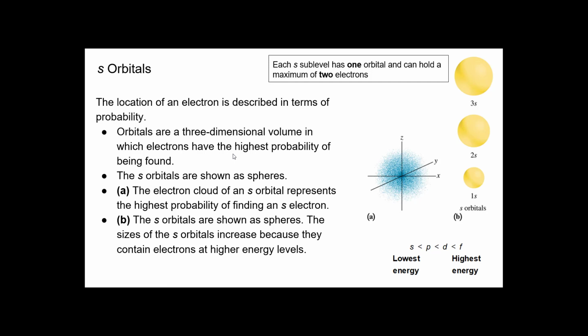Okay, so the s orbitals. Now remember I told you that n equals 1, the principal quantum number, has one orbital. n equals 2 has an s and a p. So even though there's a 1s, there's also a 2s. And then if you go to 3, there's a 3s, and a 4s. So every level starts with an s orbital and it expands out.